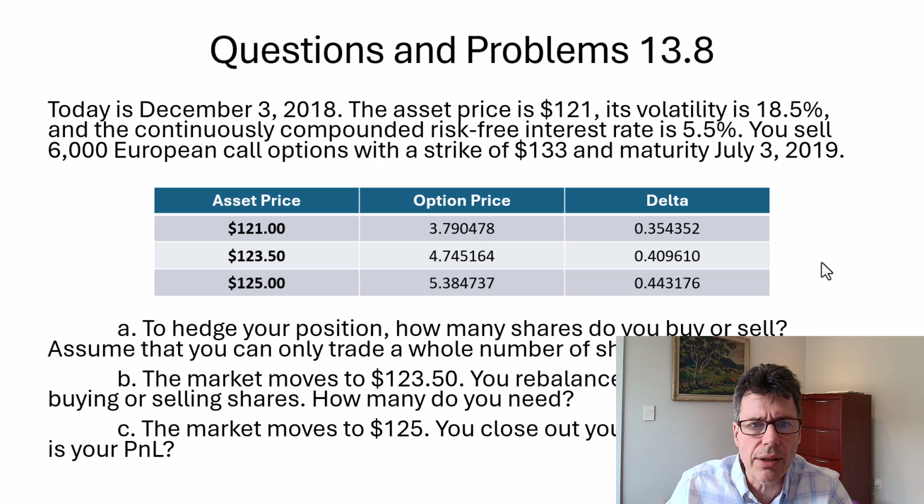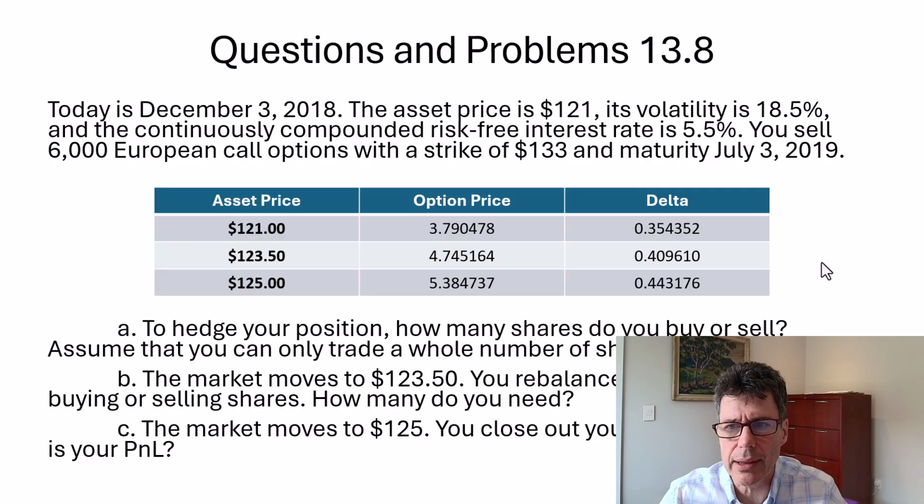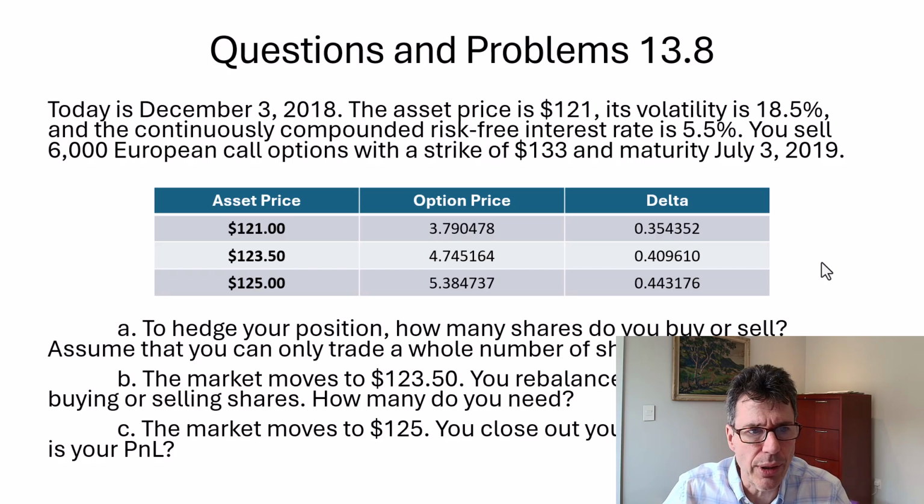This is the end of chapter questions in problem 13.8. We're going to solve this problem using the option portfolio spreadsheet. Today is December 3rd, 2018. The asset price is $121. Its volatility is 18.5%, and the continuously compounded risk-free interest rate is 5.5%. You sell 6,000 European call options with a strike of 133 and maturity July 3rd, 2019.